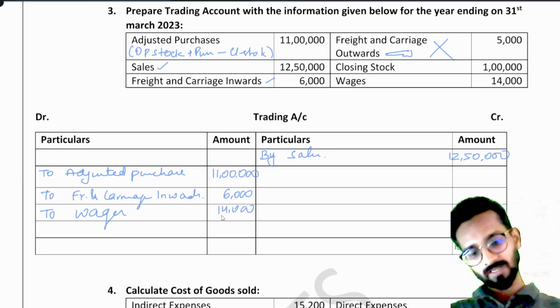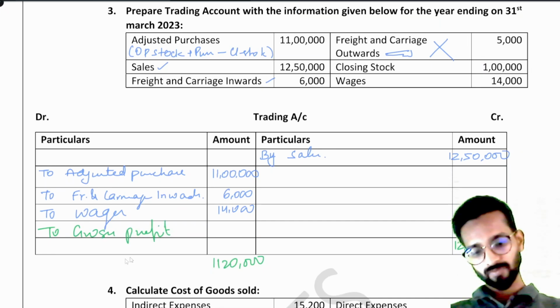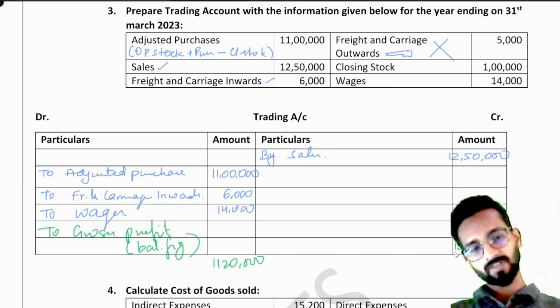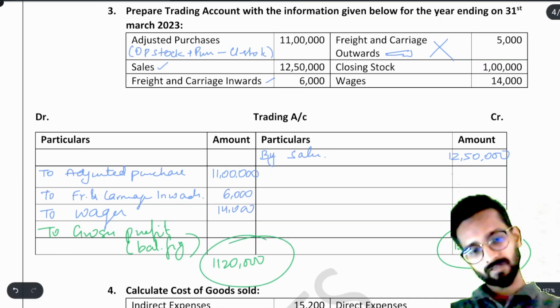This side total is 11,20,000. So you will get here the gross profit. What will be your gross profit? Your balancing figure. The total here is 12,50,000. 12,50,000 minus 11,20,000, how much will you get? Calculate yourself. I will not tell.